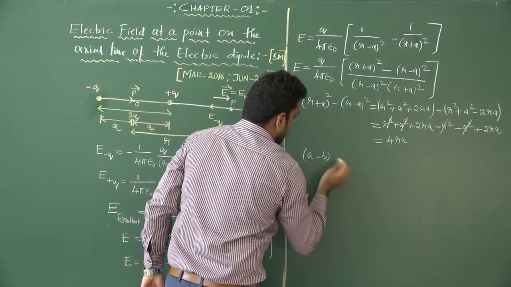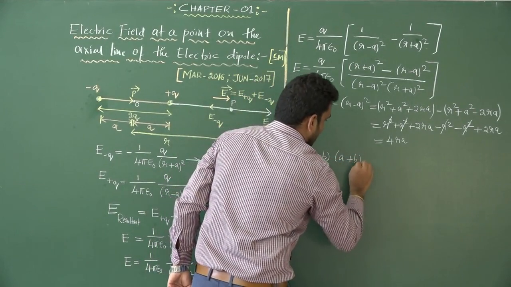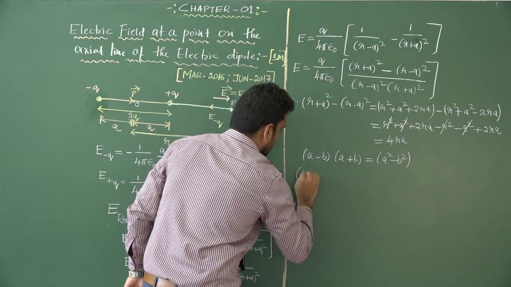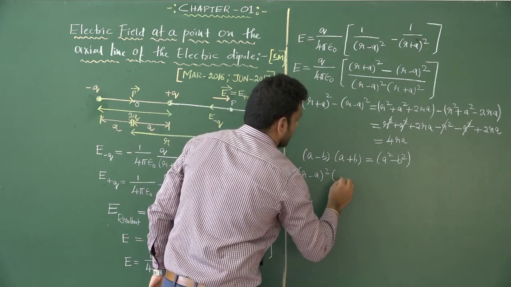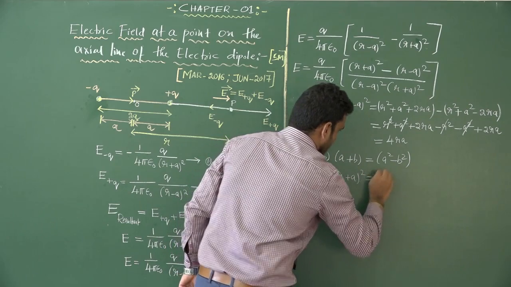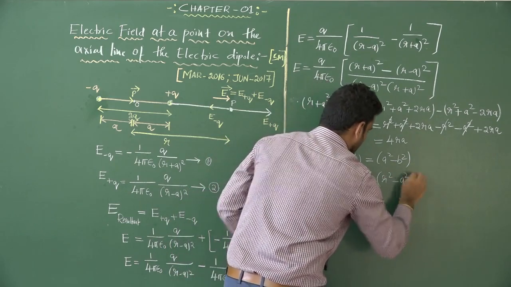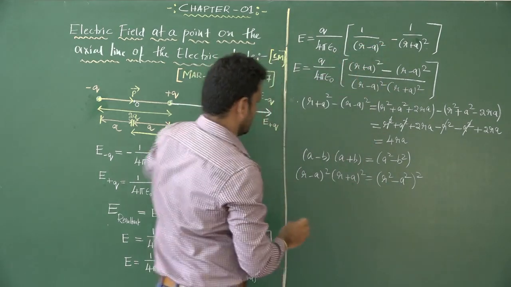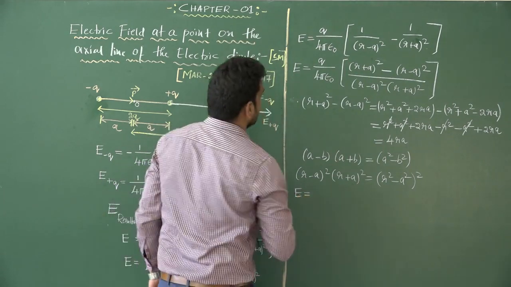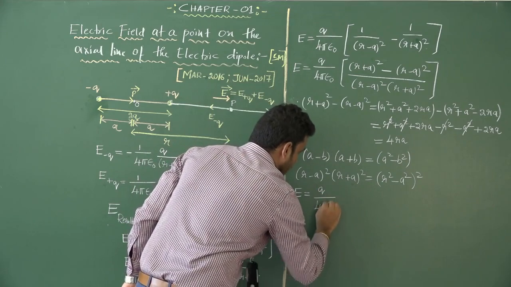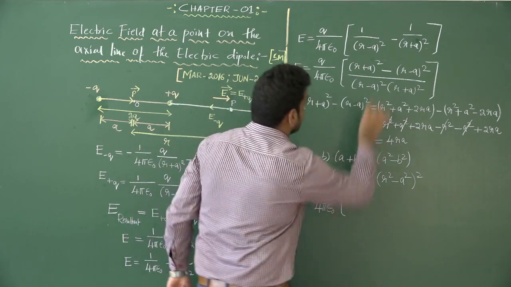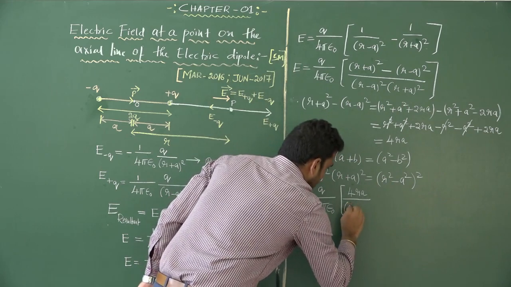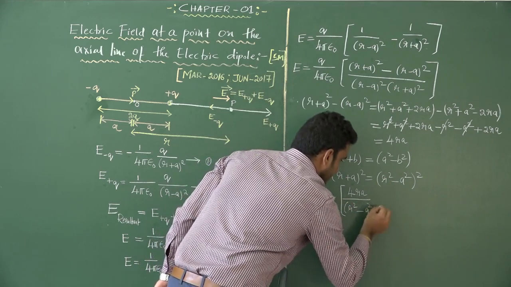So (a minus b) into (a plus b) can be written as a square minus b square. Similarly we can write it for (r minus a) into (r plus a) as r square minus a square, and since there is a square, it becomes whole square. Now we have simplified the numerator and denominator, I am going to substitute. E is equal to q divided by 4 pi epsilon naught, numerator is 4 into r a divided by denominator is (r square minus a square) whole square.